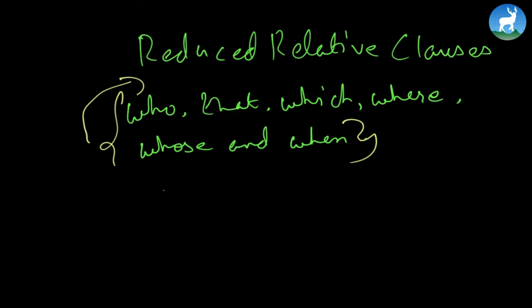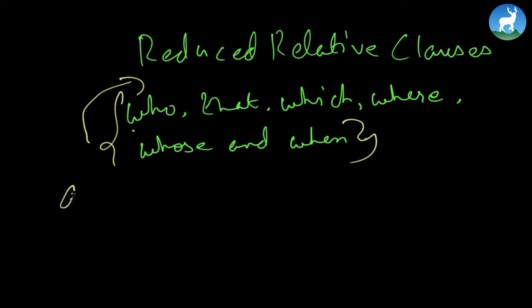Let's look at the example given in the book, example A. The man is reading the paper. The man is my brother. Remember what I've said, we are not using who, that, which, where, whose and when. So: the man reading the paper is my brother. These two sentences are combined into one. This is what we are doing in this particular exercise.